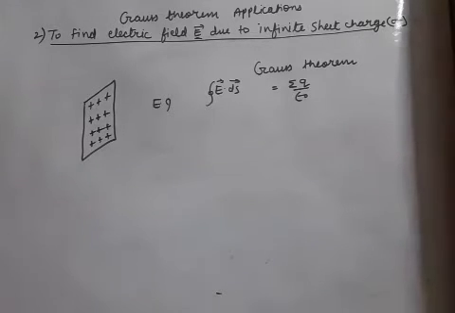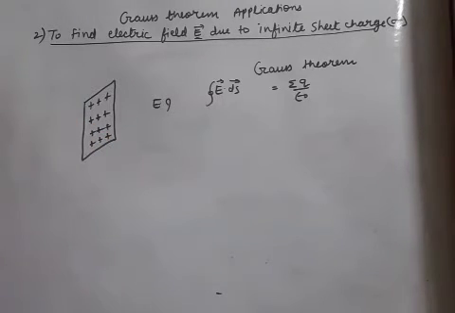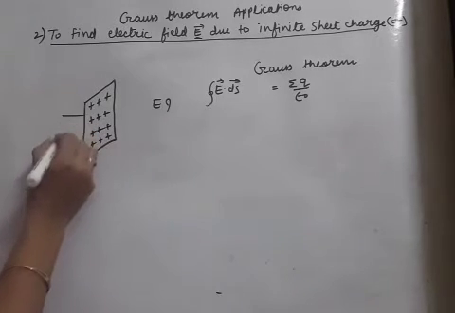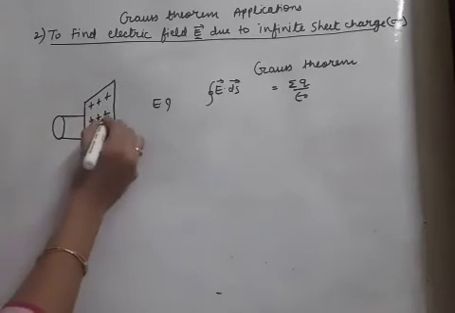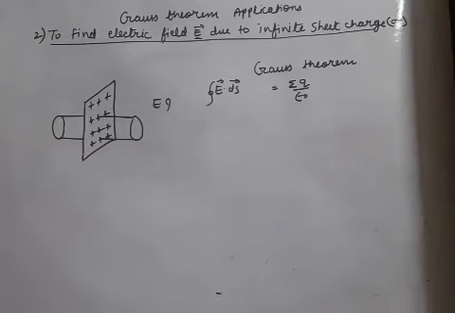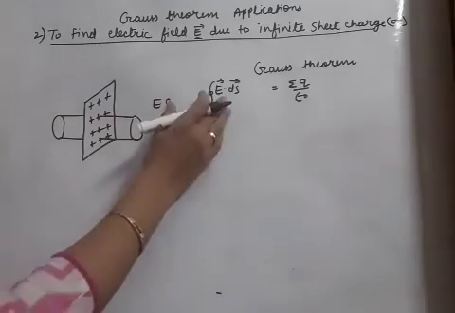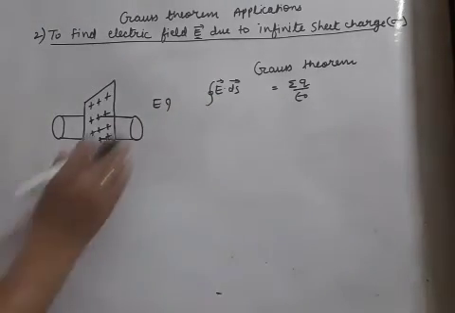Now how is it possible? What we can do is take a cylinder which is just crossing the sheet horizontally, like the sheet is kept vertically and one cylinder is passing through it horizontally. So we can draw it like this. Suppose one cylinder is just crossing the sheet. Now our target is to find the electric field. So let us start applying the Gauss theorem.